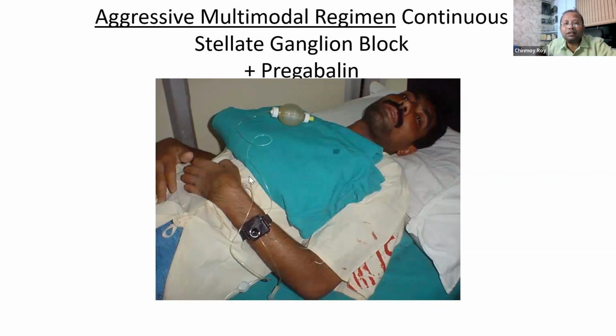So here, in this patient, we were giving a continuous stellate ganglion block. The patient had good relief. This was an admitted case, and the patient got the stellate ganglion block with other oral medicine, many years back. So this patient got good relief.